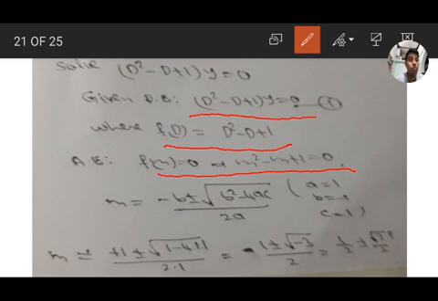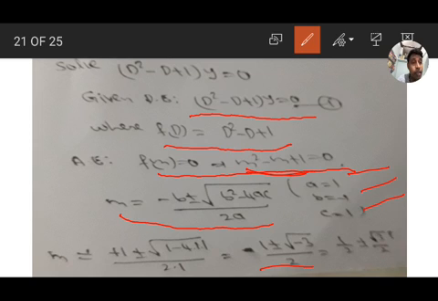We don't get the factors directly, so use the formula m = (-b ± √(b² - 4ac)) / 2a, where a = 1, b = -1, c = 1. Substituting these values, we get m = (1 ± √((-1)² - 4·1·1)) / (2·1), that is (1 ± √(1 - 4)) / 2 = (1 ± √-3) / 2.